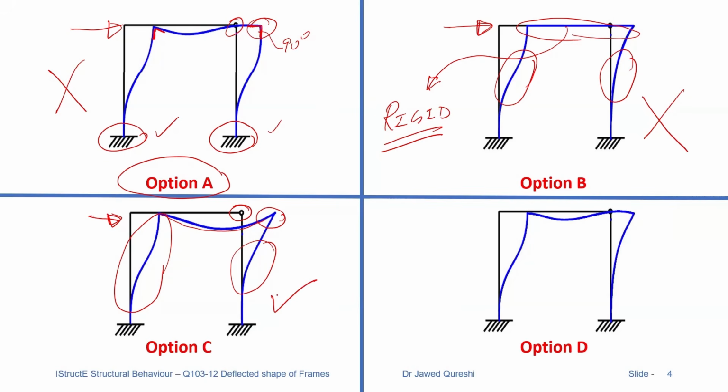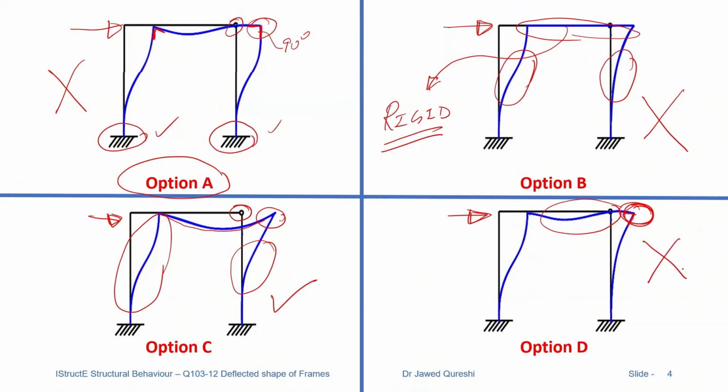How about option D? In option D, when you apply loading, this is maintaining a 90-degree angle. So a 90-degree angle is happening over here and double curvature is happening in the beam, which does not make sense because when you apply loading, only single curvature is happening because this joint is allowed to rotate. Here, this is not allowed to rotate. It means that this option is incorrect as well.